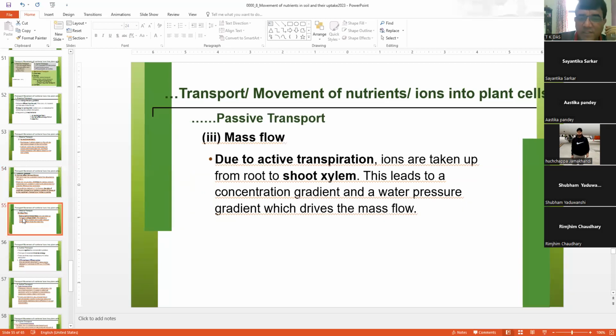Now, mass flow. This is also passive transport. Due to active transpiration, ions are taken up from root to shoot xylem. This leads to a concentration gradient and a water pressure gradient, which drives the mass flow. Overall, in nutrient uptake and transport, it is not by any single means. It happens collectively through different means. There are a number of ways that nutrients are taken up by the plants and then move in the roots. So not a single method is available; it is a collection of all things.